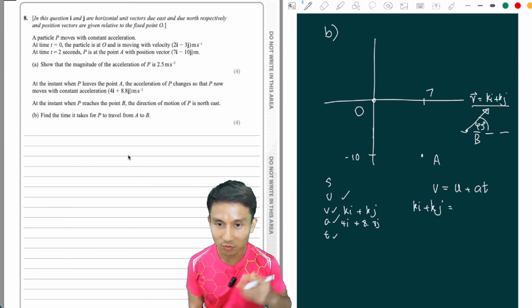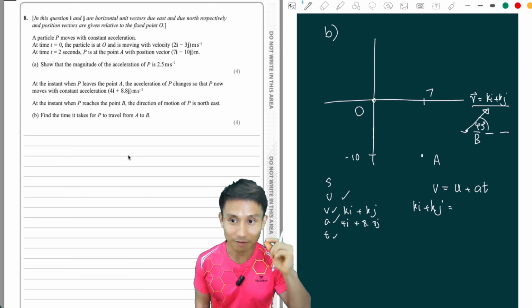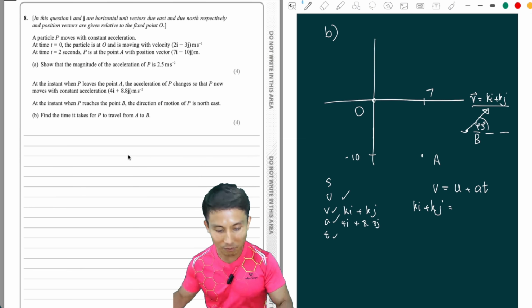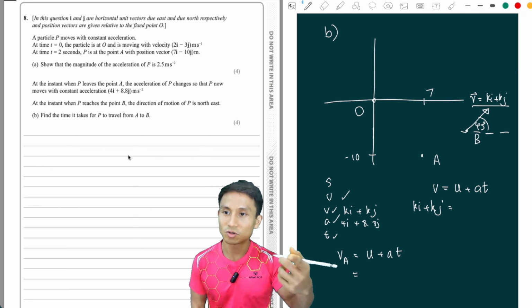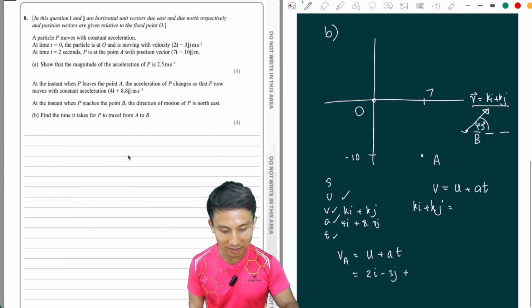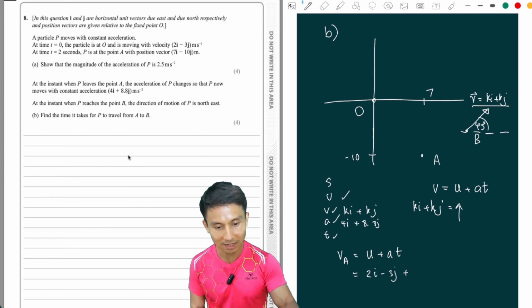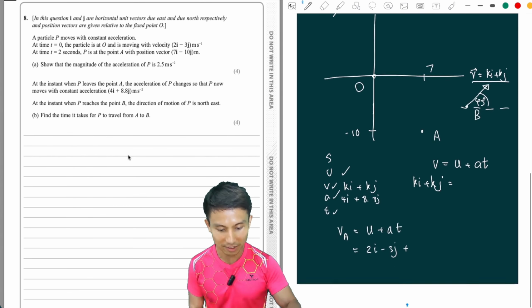And then what is the u? Well, we do need to find u. That was the velocity at point A. The velocity at point A, when we did part A, was found by also using u plus at. But the u when it was at the origin was 2i minus 3j, and the a was what we found earlier. So we just need to find this initial velocity to be used in here. And the a was 1.5i minus 2j.